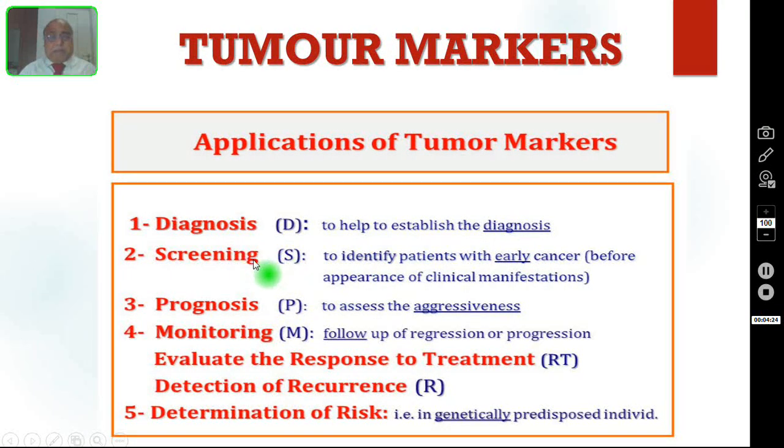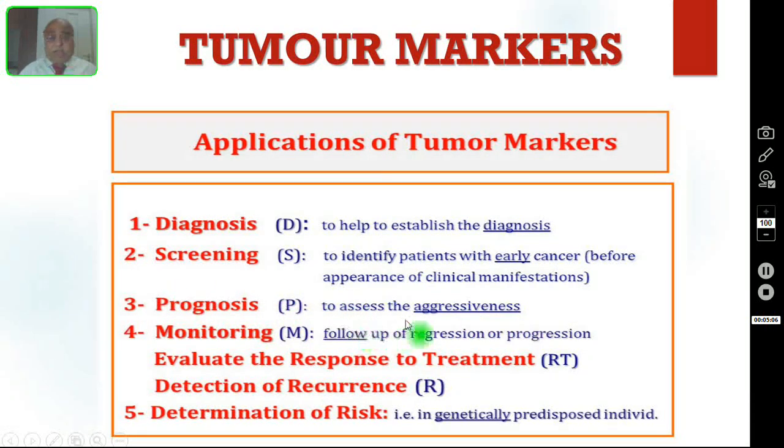For screening purposes, so far only one tumor marker has been used successfully as a screening agent, that is PSA, but that is also elevated in non-malignant conditions like benign prostatic hyperplasia. So as a screening agent you cannot rely on it. There will be a lot of false positive cases, so it is not that helpful for screening. Prognosis: you can assess the aggressiveness of the tumor by doing these tumor markers.